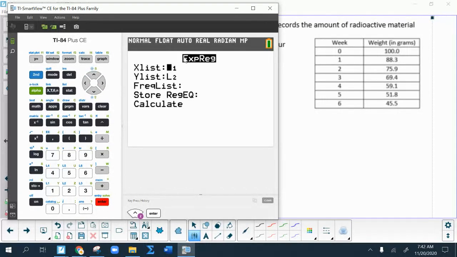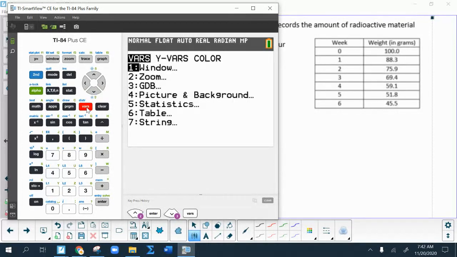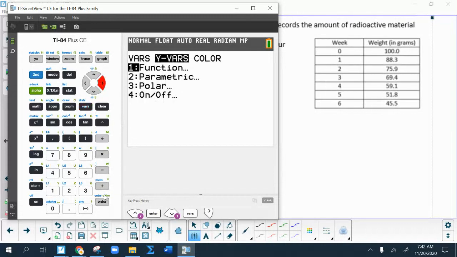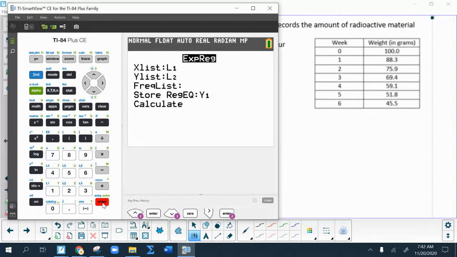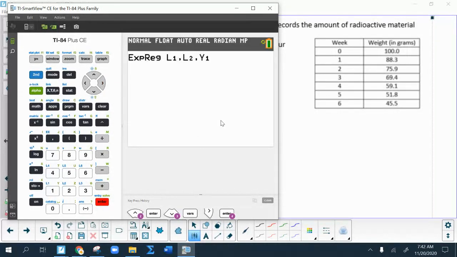And we want to make sure when it comes up like this, that list 1 is in the X list and list 2 is in the Y list. And I want to store the equation that I find into Y1 so that I don't have to copy it over. So to store it, I go to vars, yvars, function, Y1. So now it's going to say store it into Y1, and then it says calculate, and I hit enter. Well, that was fast.